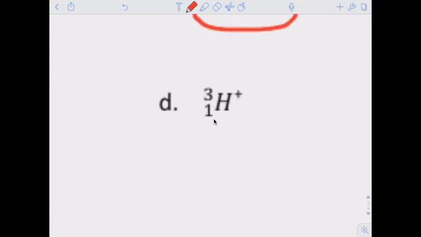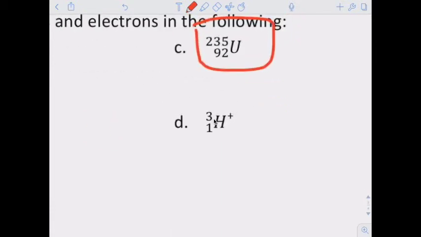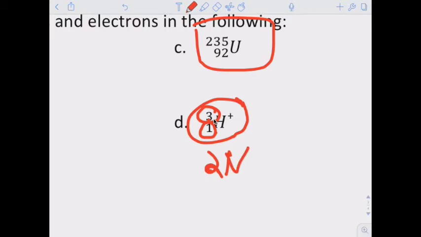When we're looking at nuclear symbol notation, we'll take hydrogen here. We see that we have a mass number of 3 up here and 1 proton. So if we subtract 3 minus 1, we have 2. So we'll have 2 neutrons, and then that means that we will have 1 proton.